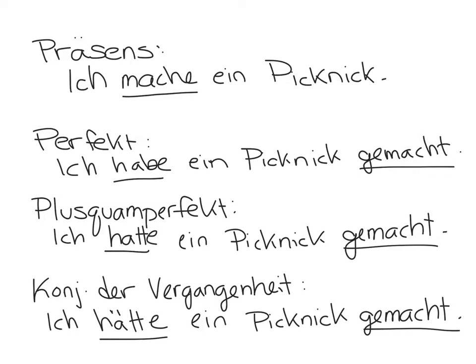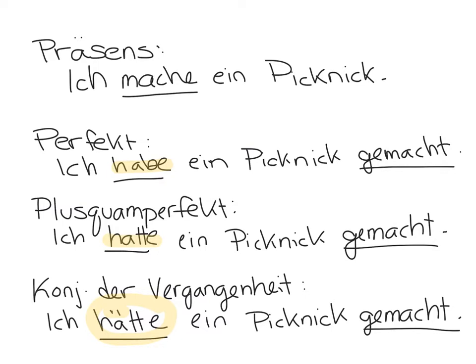So to have a picnic does not involve change of location. It's not a transitive verb, so we're using haben as the helping verb. The Plusquamperfekt version changes habe to hatte. So instead of saying I have had a picnic, now you're saying I had a picnic. Now, to change it to the Konjunktiv der Vergangenheit, you take the hatte and you add umlauts and make it hätte. So instead of saying had or have, you're saying I hypothetically would have had a picnic.